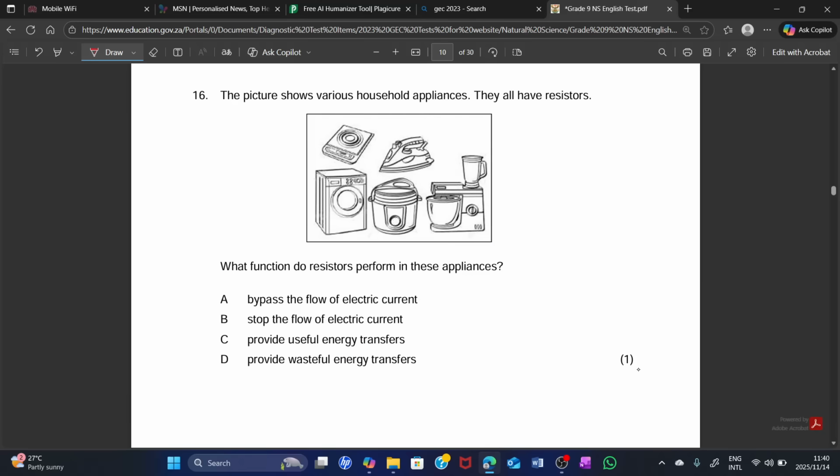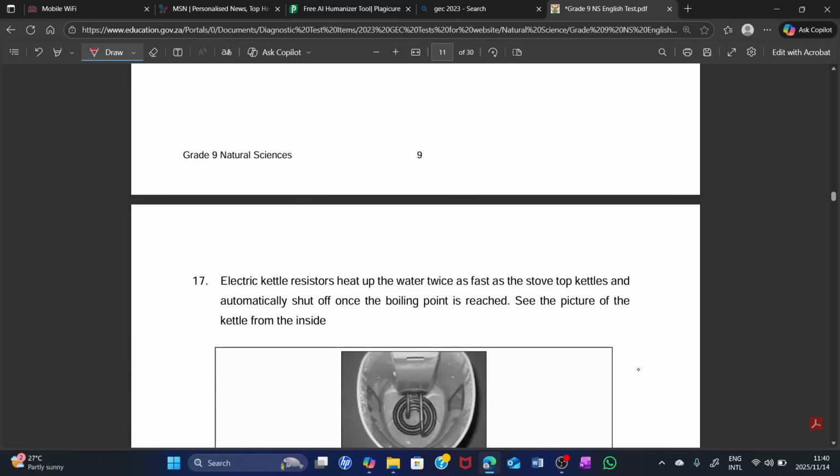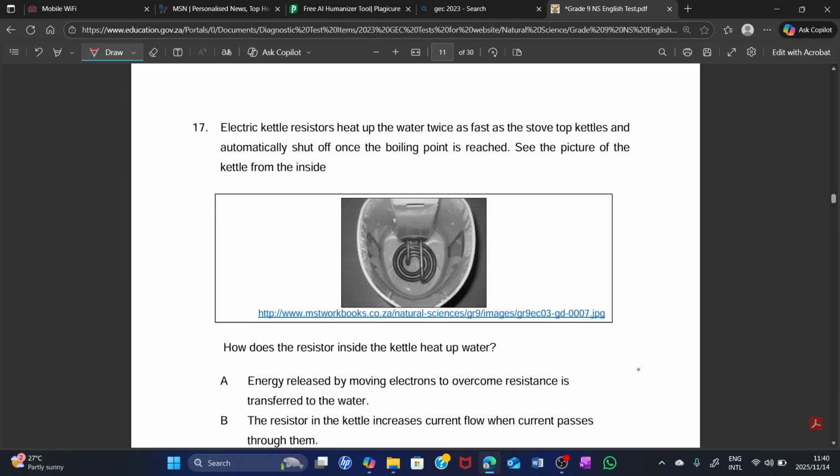The picture shows various household appliances. They all have resistors. What function do resistors perform in these appliances? What do the resistors do in this one, class? Resistors provide useful energy transfer. So that is C. Provide useful energy transfer to these appliances. That's what it does. All right, let's go to the next one.